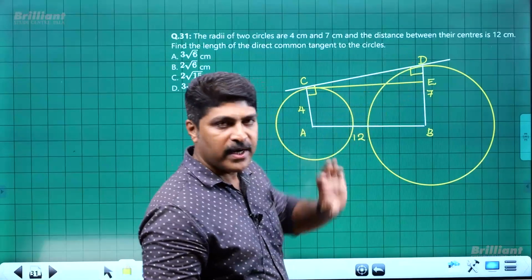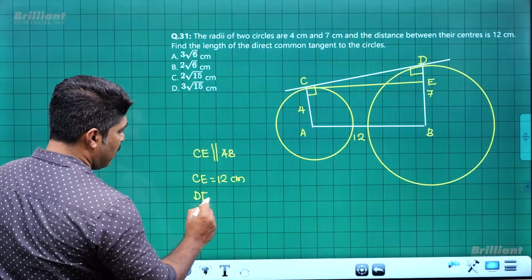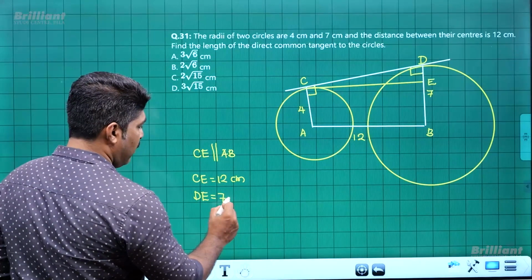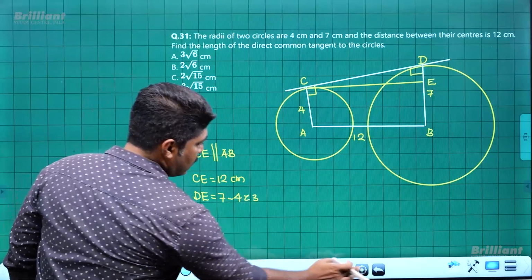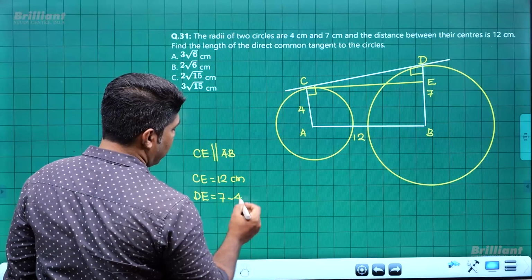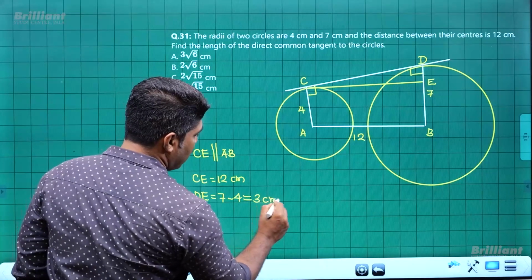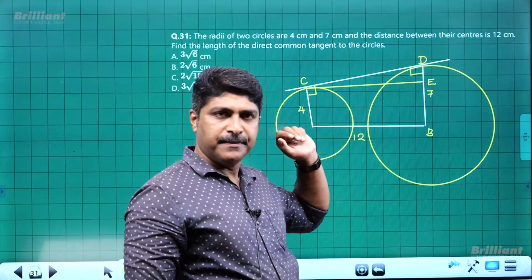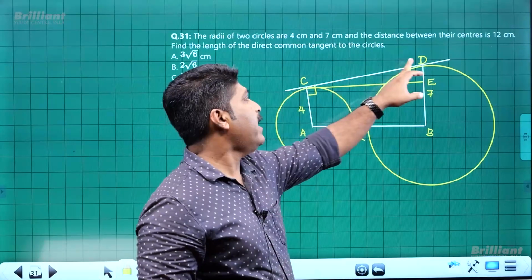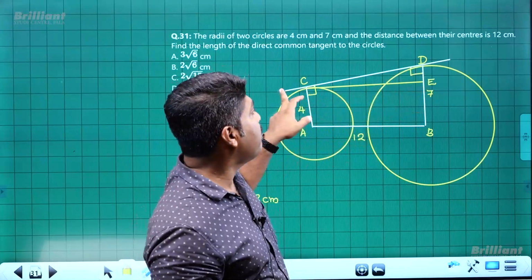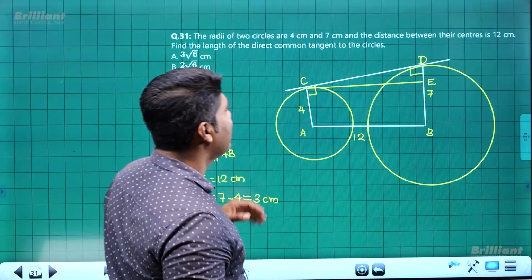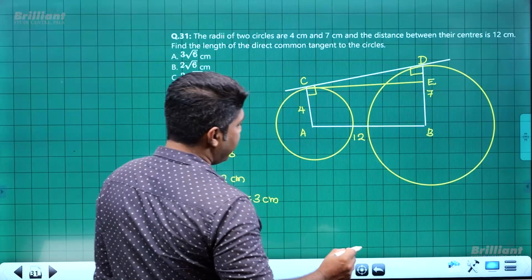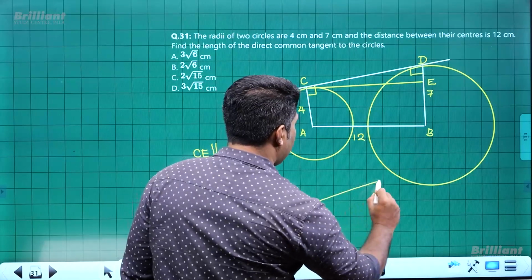And therefore here we consider what is DE. DE is nothing but the difference between 7 and 4, because those are the two radii here. 7 minus 4, which is equal to 3 centimeter. Clear? So then you observe this is a right angle triangle, right? Then we are going to find out the base of that right triangle. So that's a simple trick here. You have to understand that right triangle. If we draw that right triangle separately, it will be something like this.